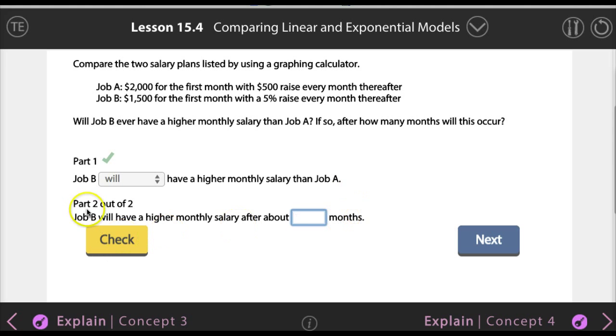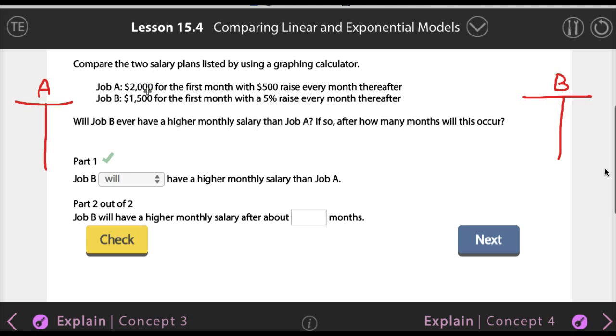And then part 2 of the question is job B will have a higher monthly salary after about how many months, right? Now for this part, we're going to have to use our calculator. And you know what? We're actually going to go ahead and come up with our equation to figure it out. Okay? So first thing we're going to do, we're going to have job A and we're going to have job B. Now I just want to go ahead and start a table.